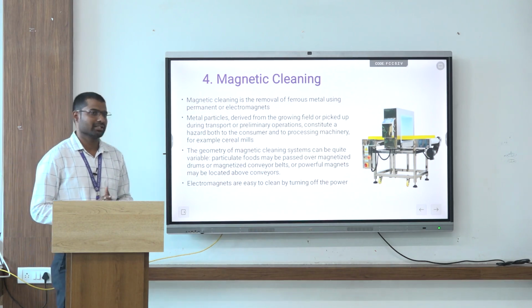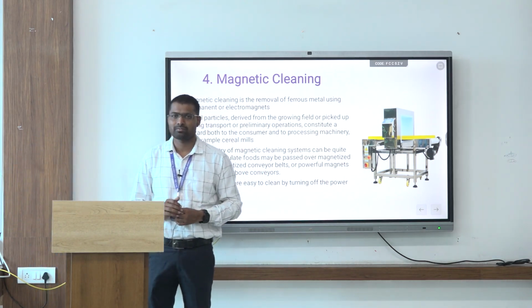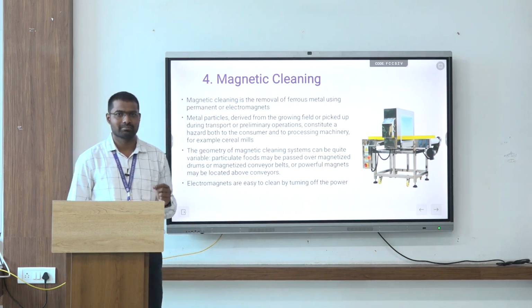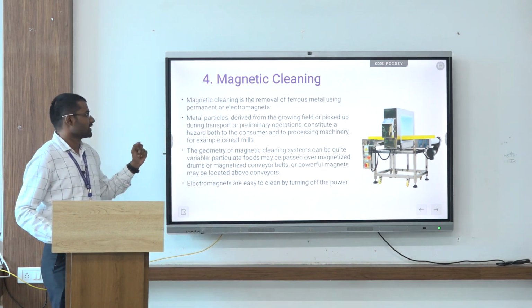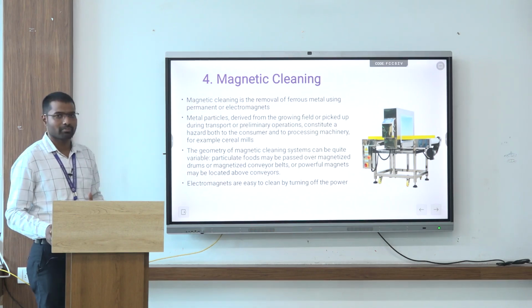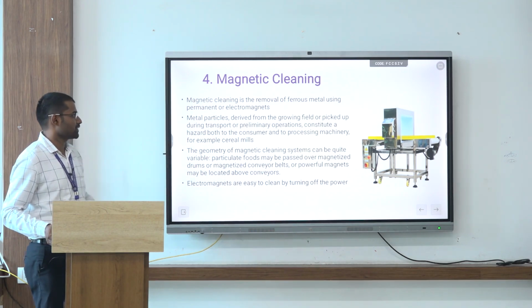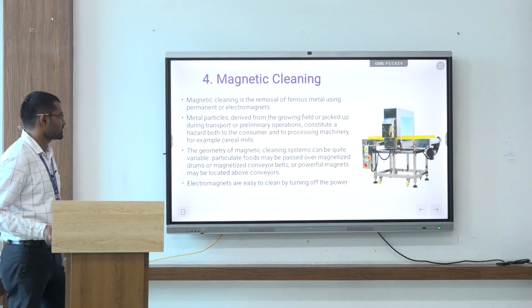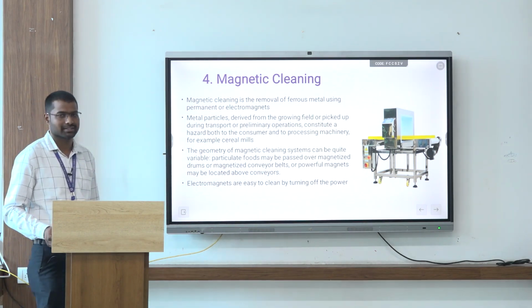And in many food industries, the metal detector is the CCP, that is the critical control point. So to prevent the entrance of metal, we can use magnetic cleaning, where magnetic cleaning removes ferrous metal using permanent magnets or electromagnets. These metal particles derived from the growing field or picked up during transport or preliminary operations constitute hazards both to the consumer as well as to the processing machineries like cereal mills.